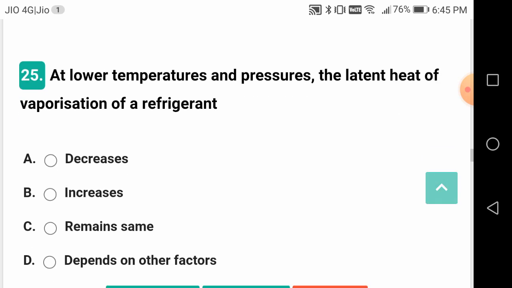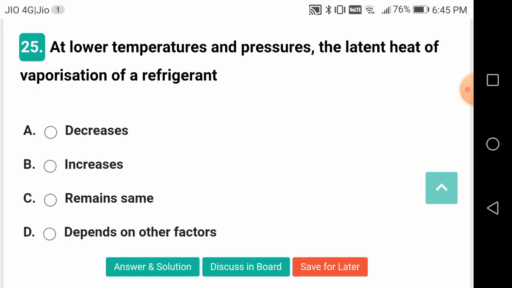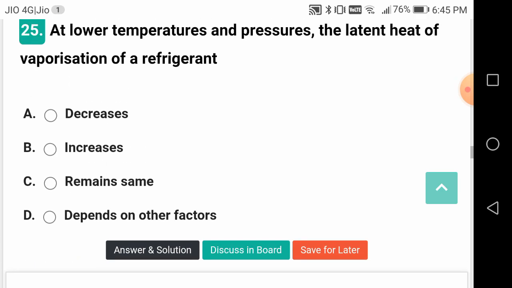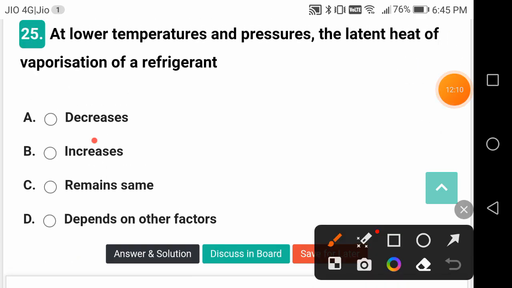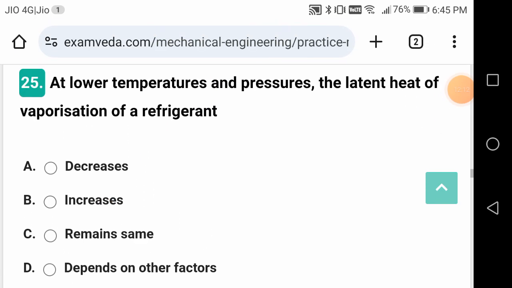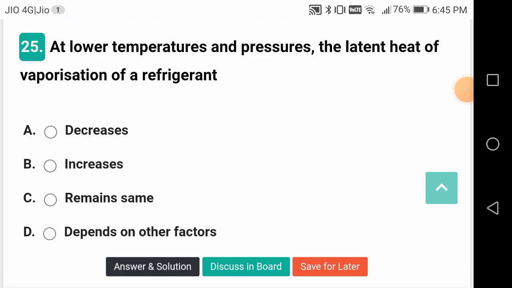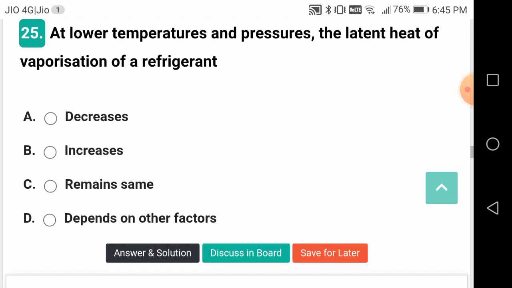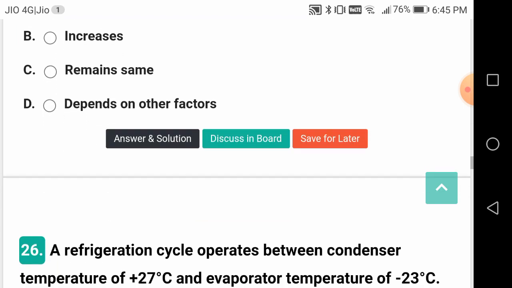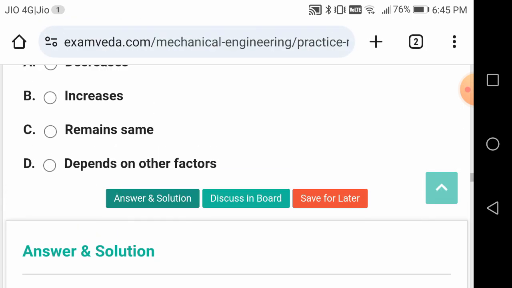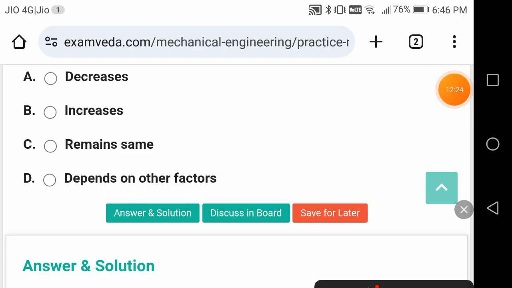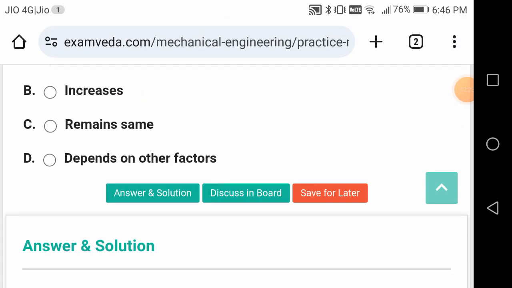At lower temperatures and pressures, the latent heat of vaporization of a refrigerant, what is the answer? It is going to increase. At high temperature, it is going to decrease. Something like that we have seen, right?